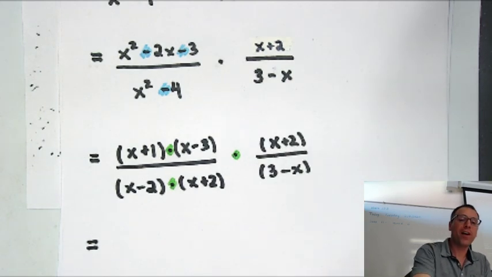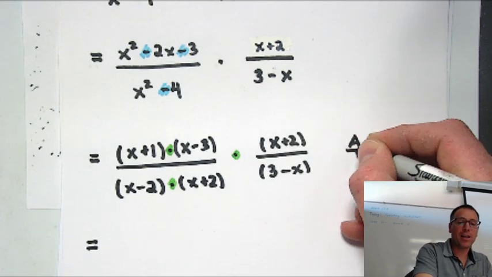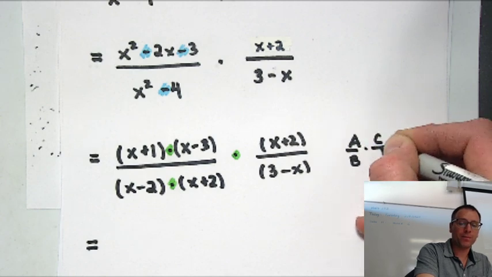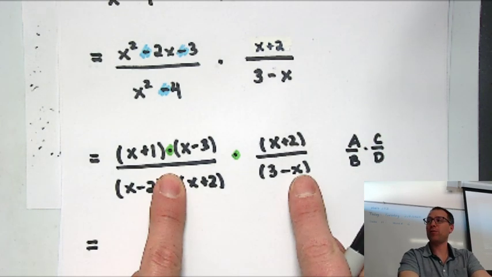Now all of a sudden we've turned these ugly looking subtraction signs into a sequence of multiplication. What do you know if I have two separate fractions that I'm multiplying? What can I do if I have two separate fractions that I'm multiplying?